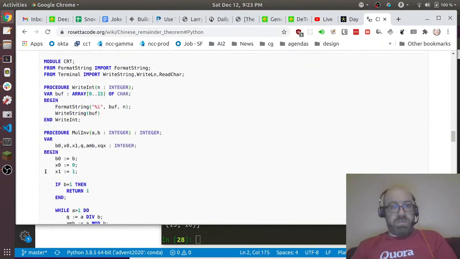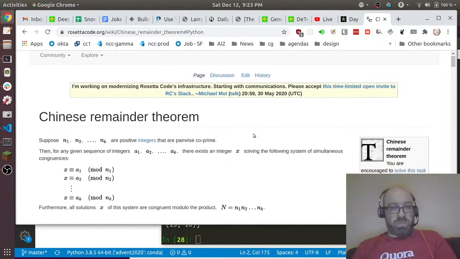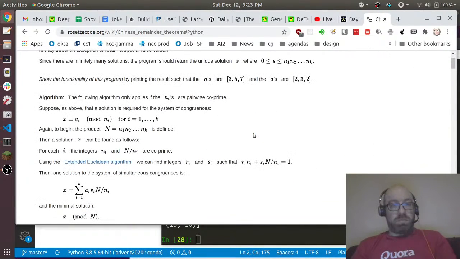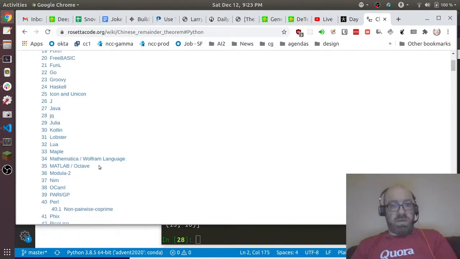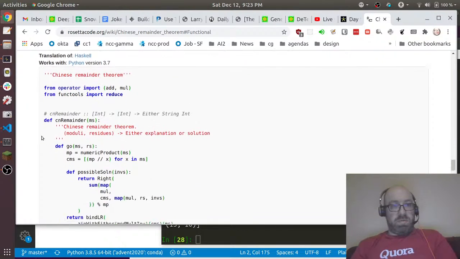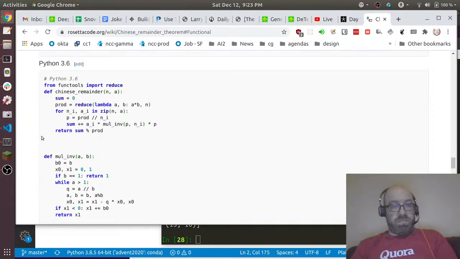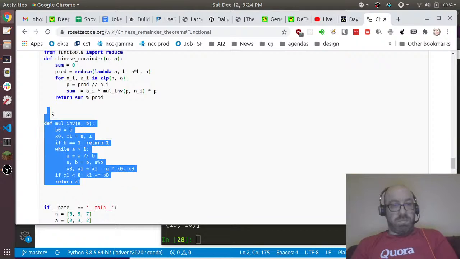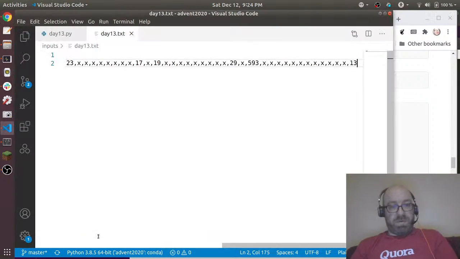I don't really understand what it's taking as its inputs. So I think it's just the... that looks awful. All right, well, let's copy this and see if it works.